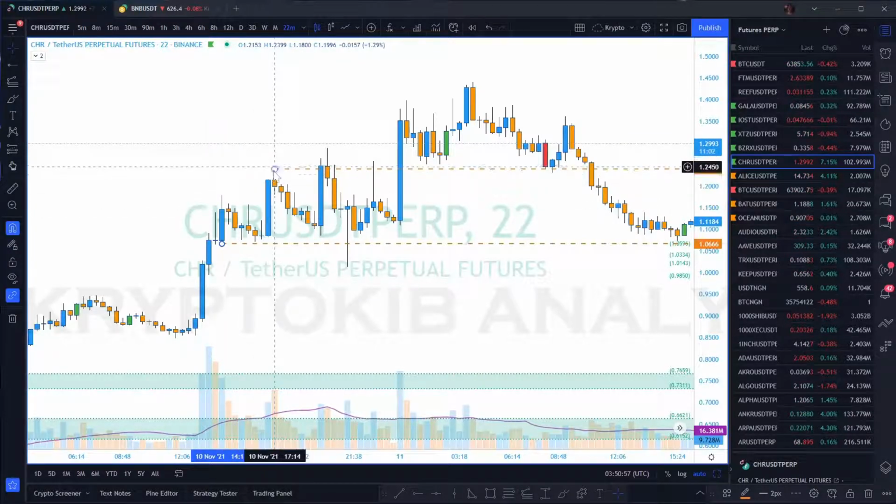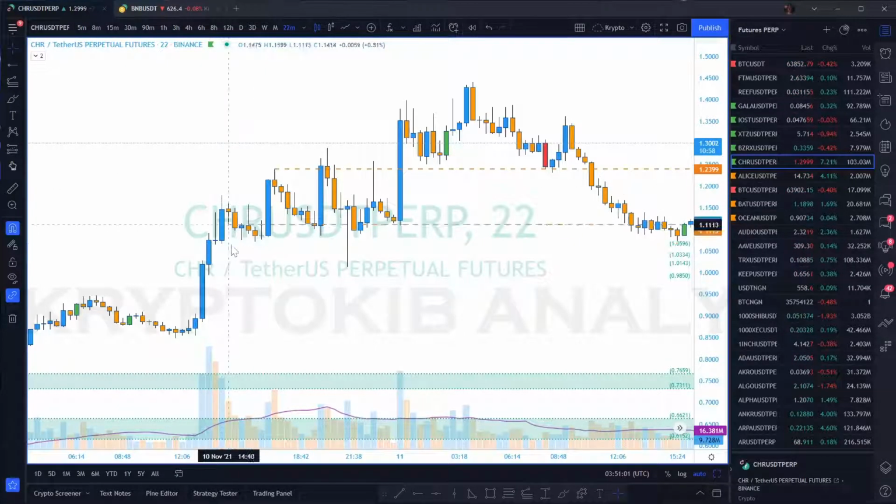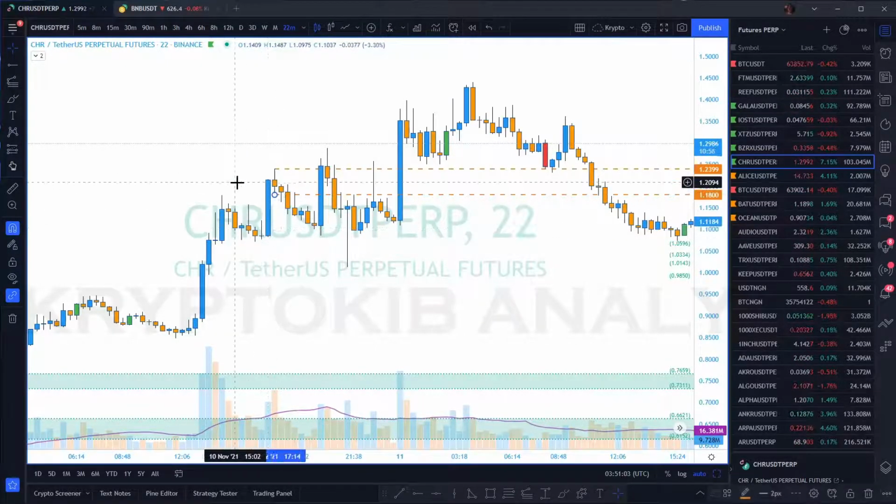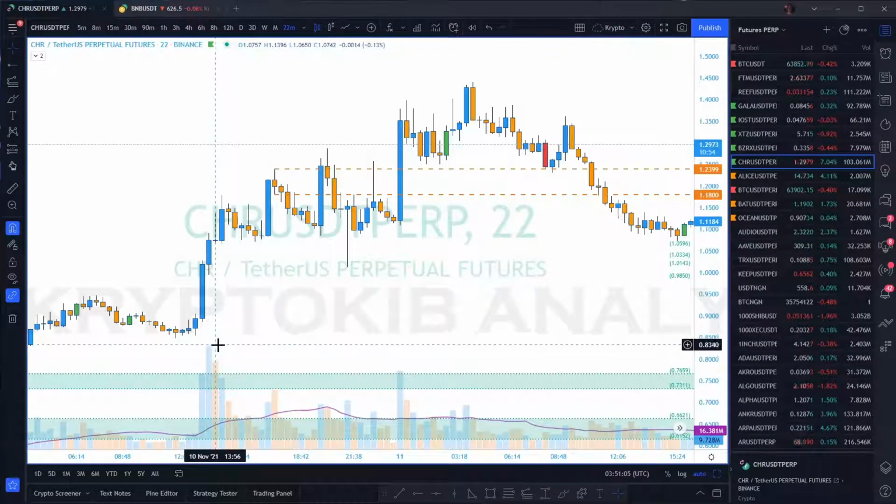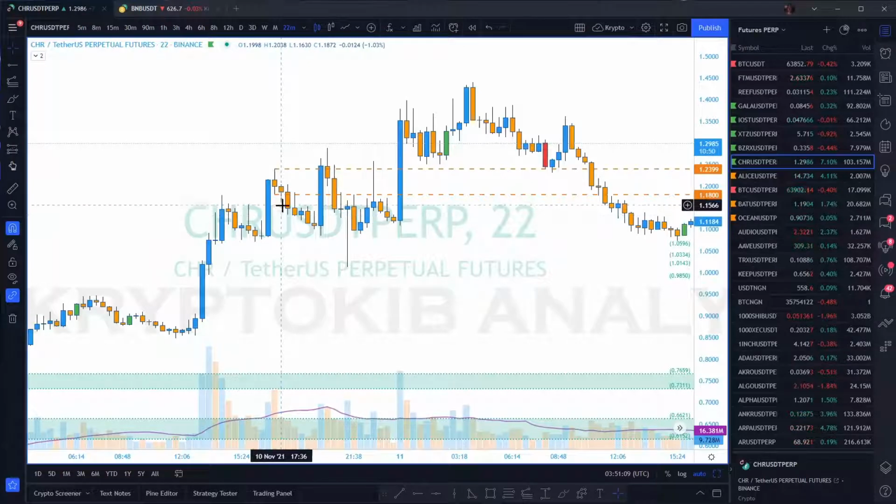Then look at this particular high. We made this high, then where is the low of that high? That is the very low. So do we have a close below that low? The very next candle just wicked below it. Like I was saying, it wicked below it. That shows us that we have a lower low.